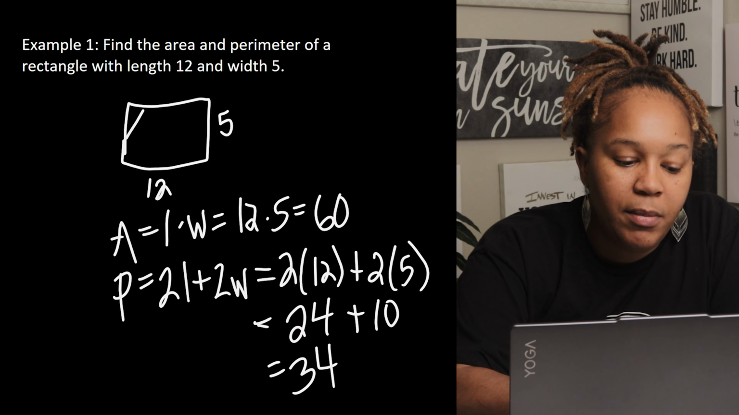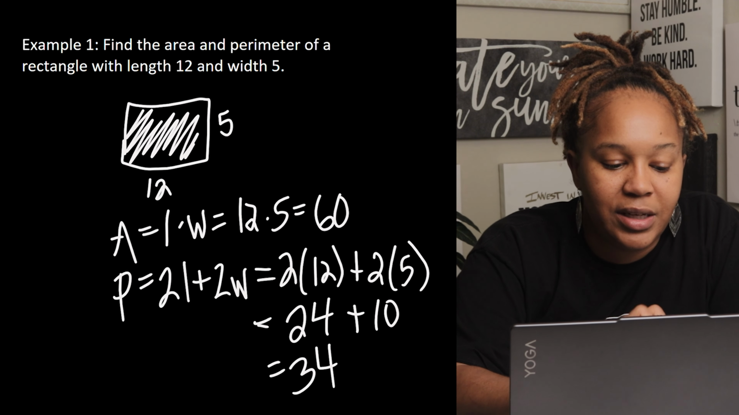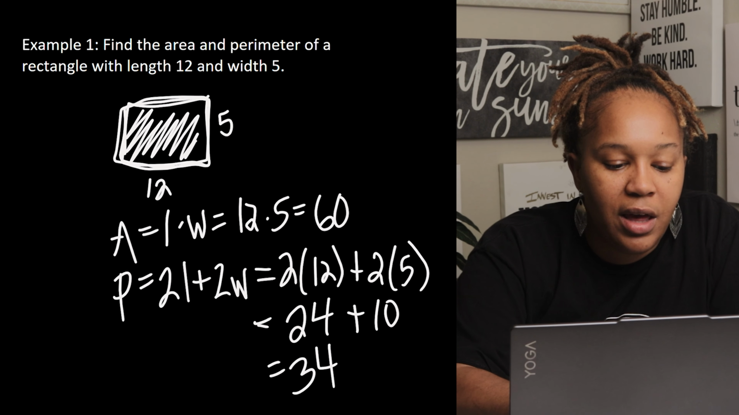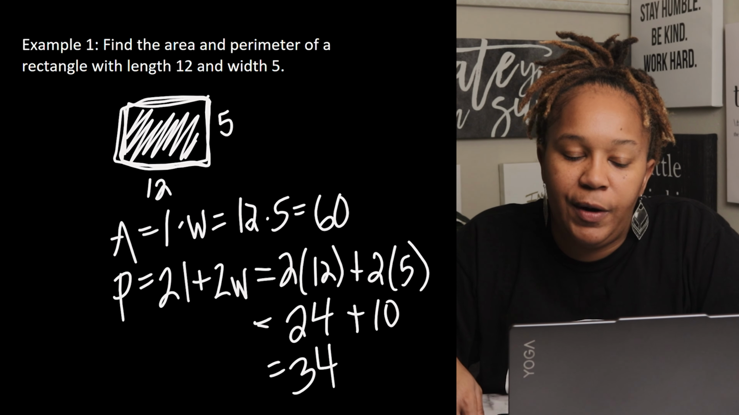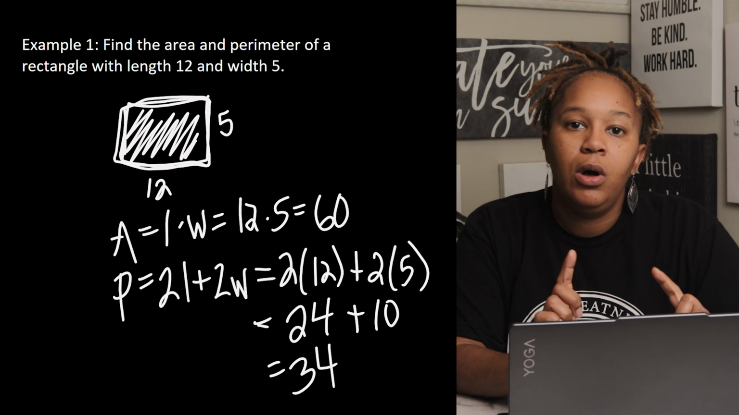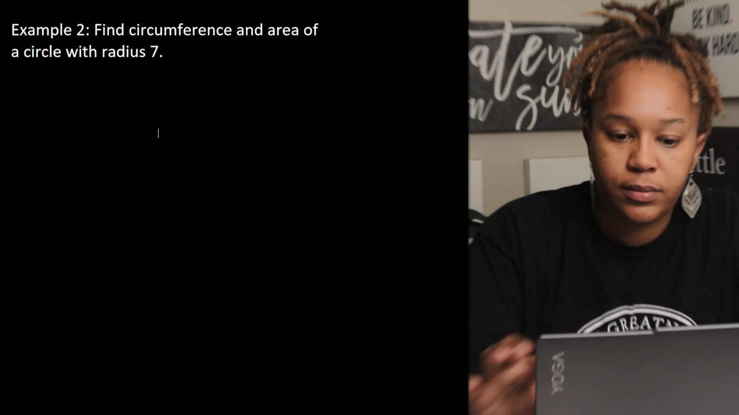So the area measures the inside, that's 60. The perimeter measures this outside right here, that will be 34 units. All right, so that is how you will find the area and perimeter of a rectangle. Let's look at another example.